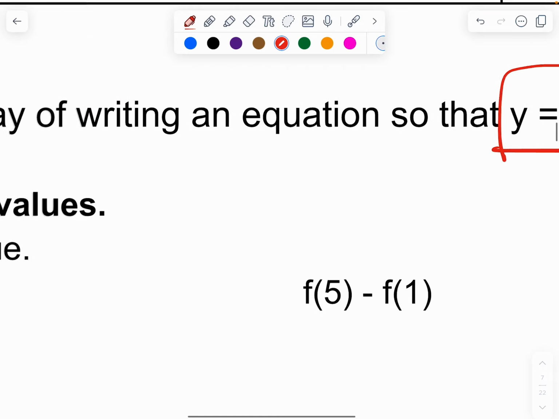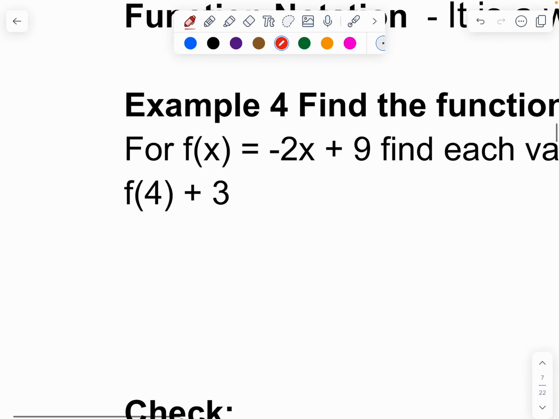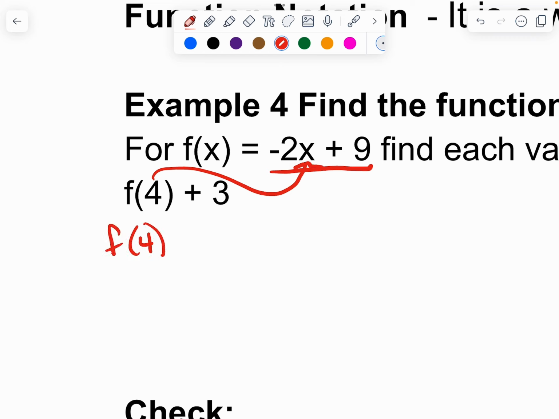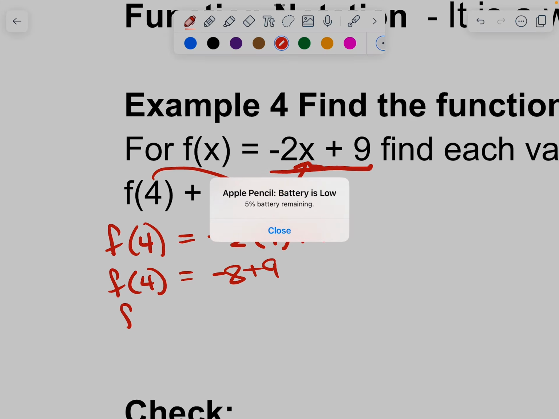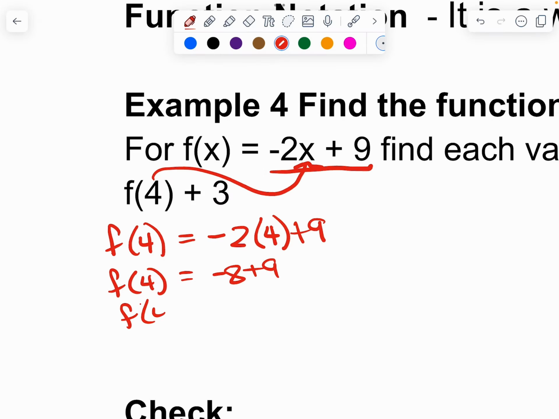That's all it means. So over here, if I give you this function right here, all we're going to do is take this 4 right here and plug it in. So f of 4 is going to equal negative 2 times 4 plus 9. So f of 4 is going to be negative 8 plus 9. So f of 4 is equal to 1.